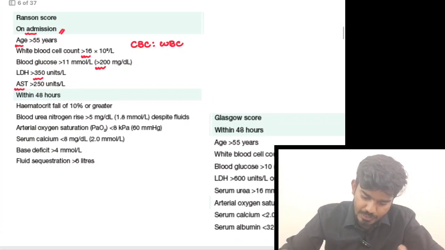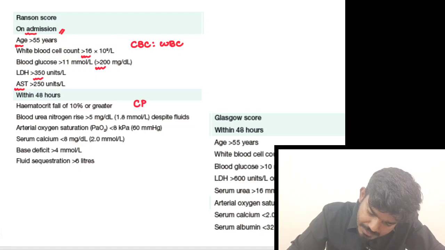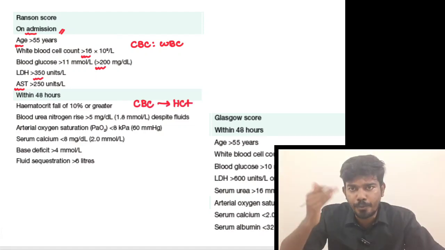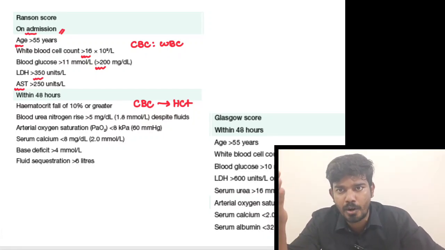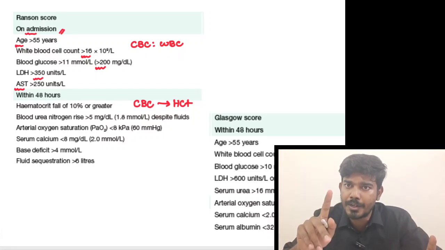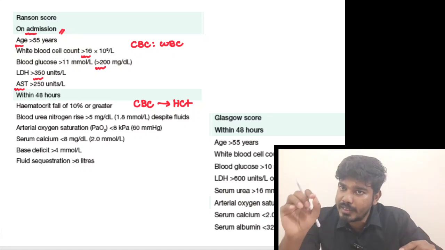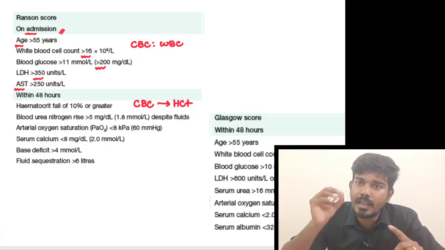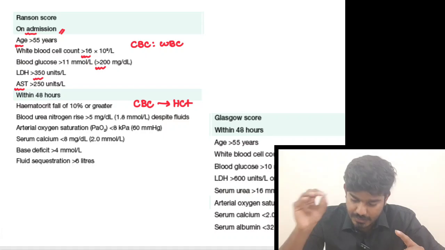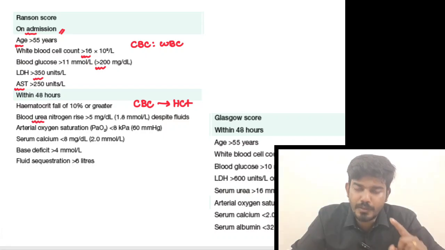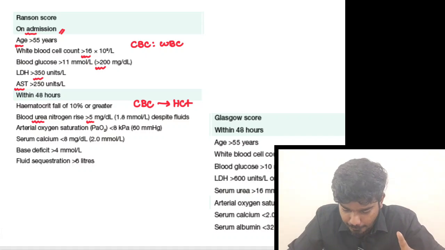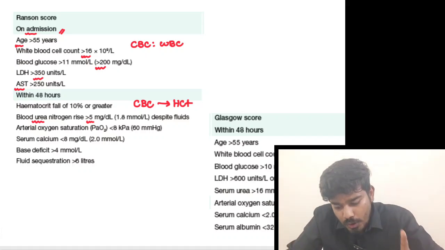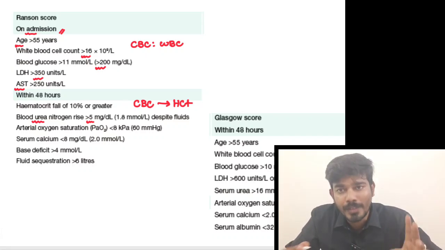Okay, within 48 hours, here also we are going to see the CBC. In CBC what are we going to see? Hematocrit. If the hematocrit is falling by 10% or more than 10%, it is also a component of Ranson score within 48 hours. Then we are going to see the RFT, renal function test, blood urea nitrogen. If the blood urea nitrogen is rising more than 5 mg per deciliter, okay, after giving fluids also, if the blood urea nitrogen is rising, it is a component.